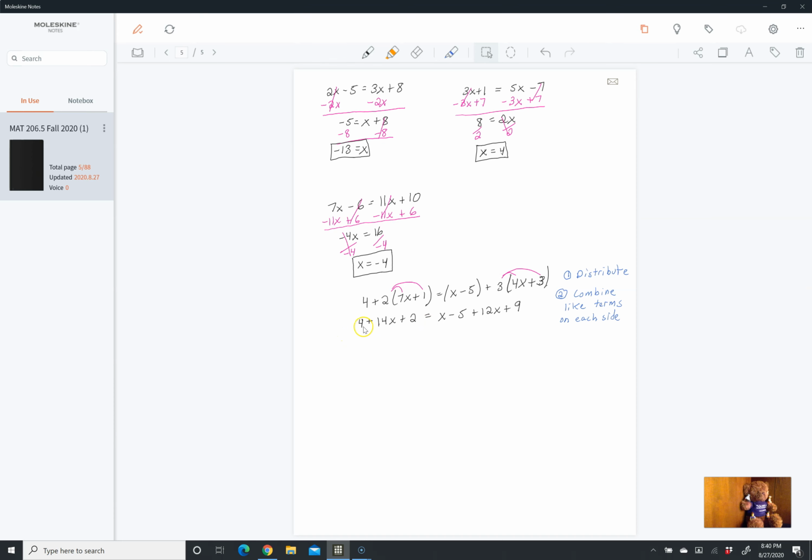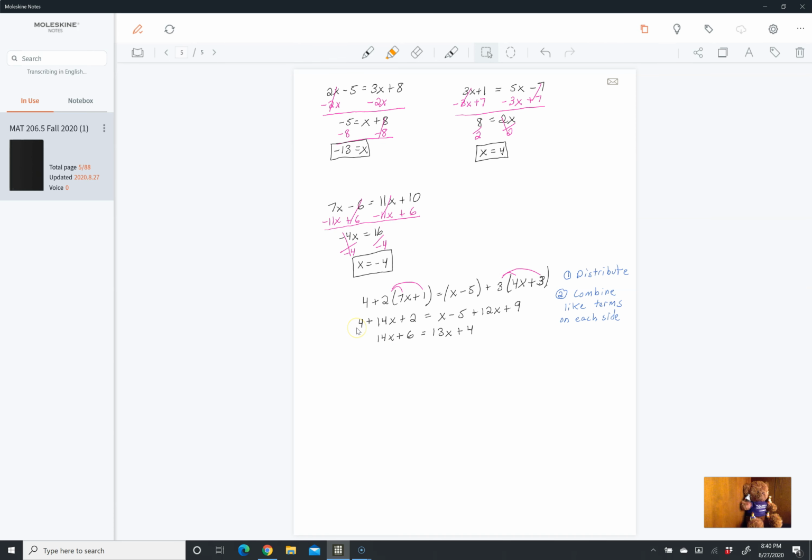So on the left, 4 and 2 are like terms, so we wind up with 14x plus 6. And then if we look on the right, x and 12x are like terms. We're adding them together, so we get 13x. And then negative 5 plus 9 gives us a positive 4, so we get 13x plus 4, okay?